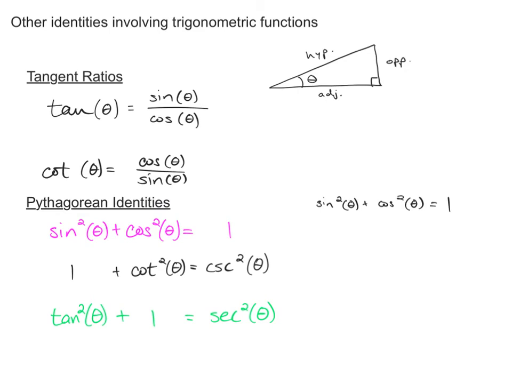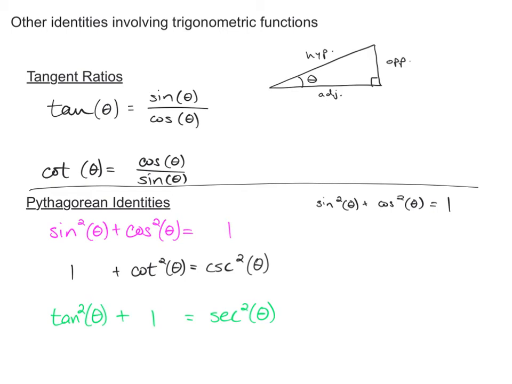The last part of this lesson involves other identities involving trigonometric functions, such as tangent ratios, and that is the tangent of theta is equal to sine of theta over cosine of theta. And the other tangent ratio involves the cotangent of theta, and that is the cosine of theta over the sine of theta. And so I want to prove these really quickly, or prove one of them really quickly, just so you can see.